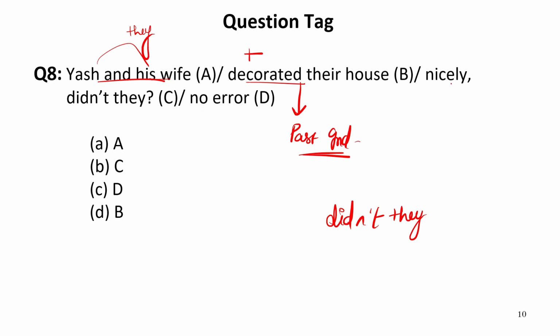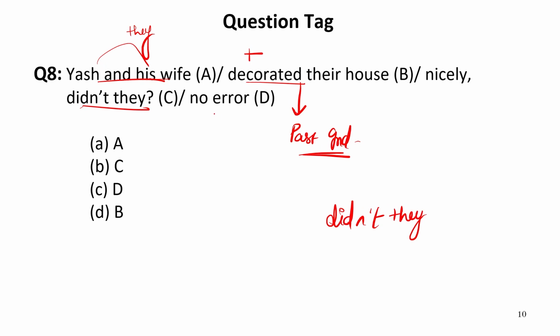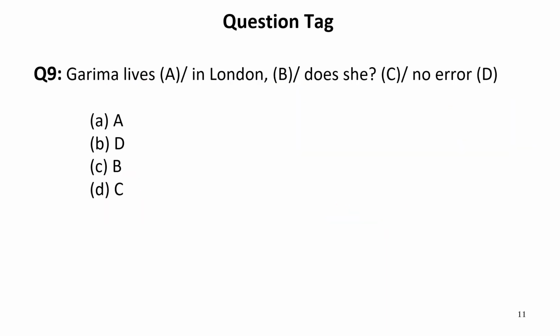Yash and his wife decorated their house nicely, didn't they? So the sentence is absolutely correct. It means the answer is no error. So the correct answer is C, that is option D. So our answer is C, that is no error, because the C part contains the option, the part D. So our answer is C. Now let us move to the next one.